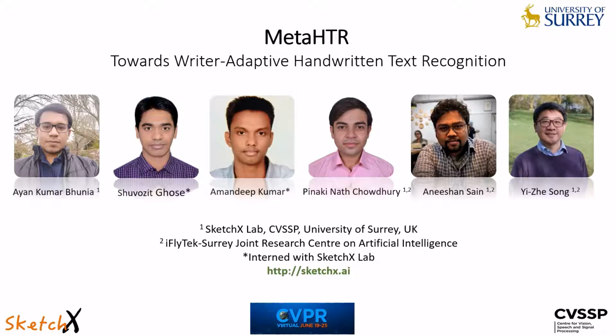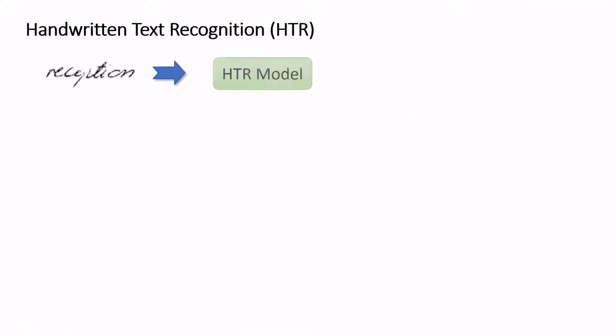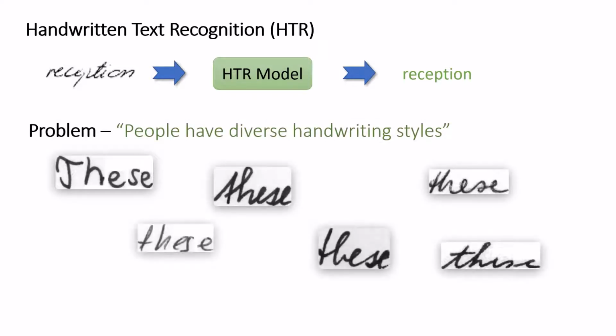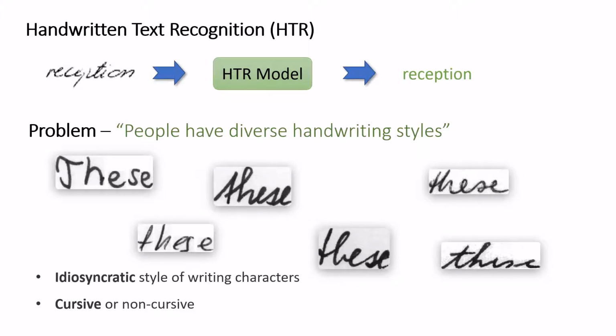I'll be presenting our work MetaHTR, towards writer adaptive handwritten text recognition. Handwritten text recognition aims to transcribe handwritten text to its digital content, which however is inherently difficult, as writer-specific handwritten text are diverse across individual handwritten styles, where each style can be unique. While some might prefer an idiosyncratic style of writing certain characters, others may choose a cursive style with uneven line spacing.